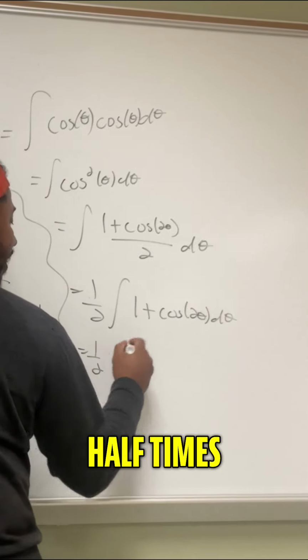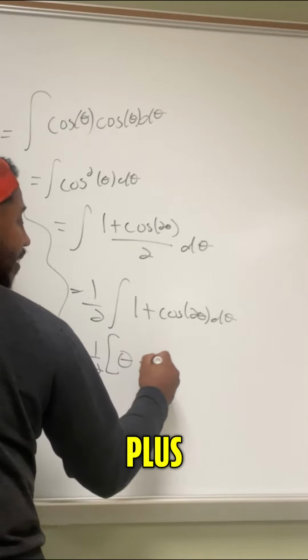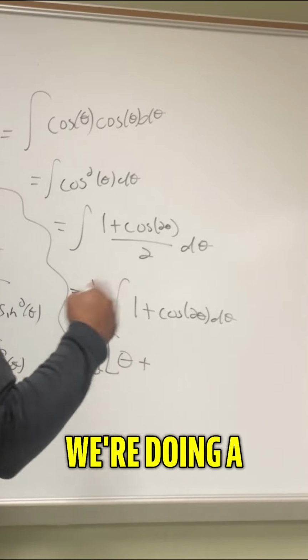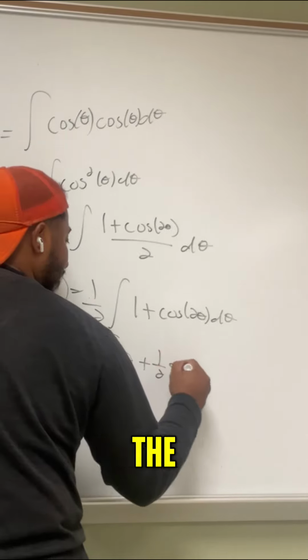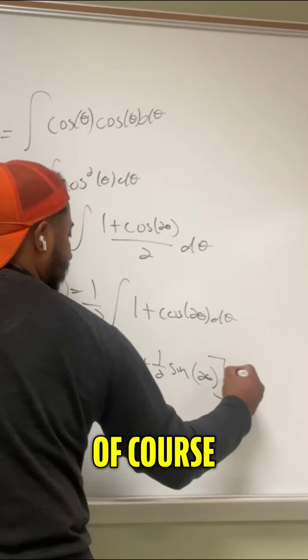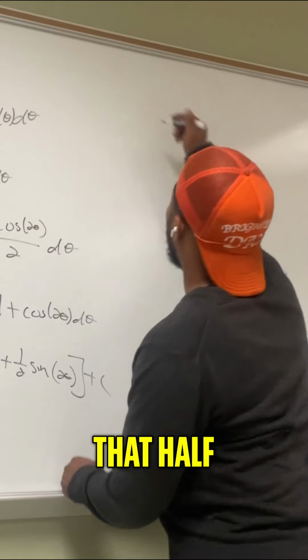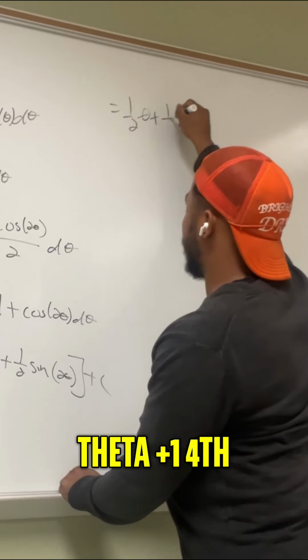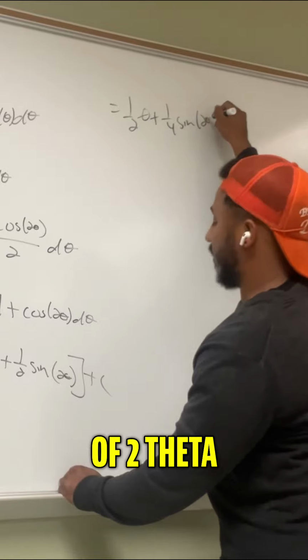So we get 1 half times theta plus the integral of cosine of 2 theta, which by a quick u-substitution is 1 half the sine of 2 theta. Of course, now we're done integrating, so don't forget the plus c. Distributing that half, we get half theta plus 1/4 sine of 2 theta plus c.